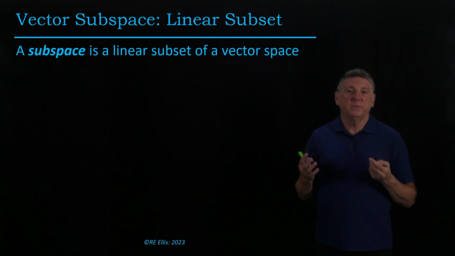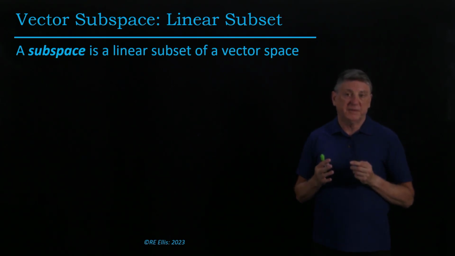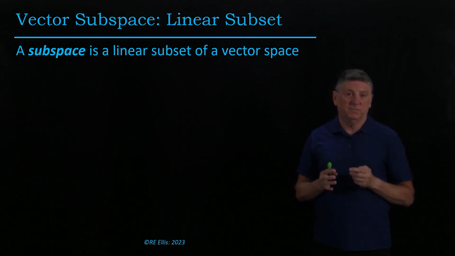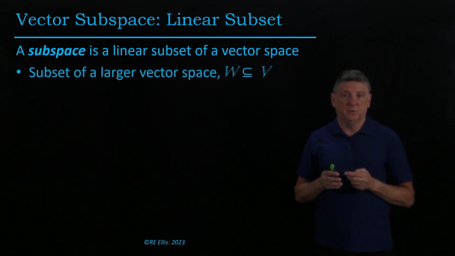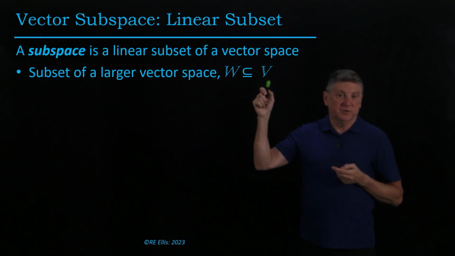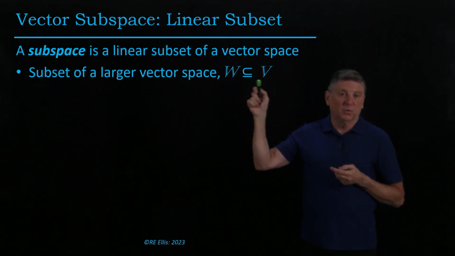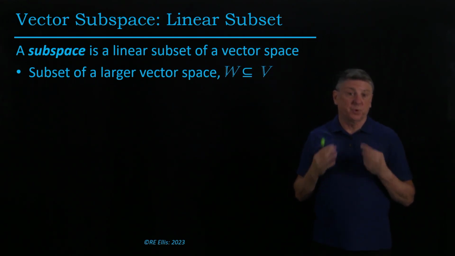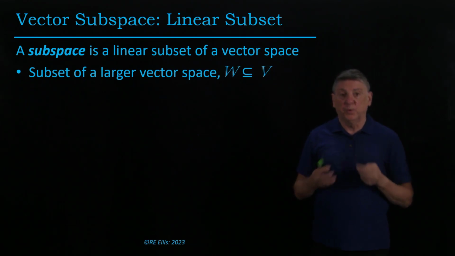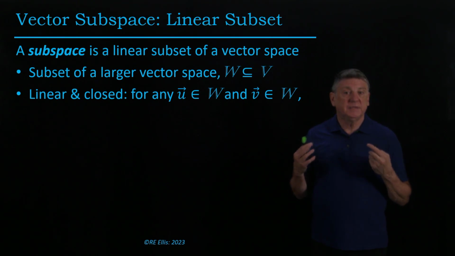So one way that we can think of a vector subspace is it's a linear subset of a vector space. This idea of a subspace is really powerful and something that we'll use often in our course. So what we say is that it's a subset of a larger space. Now this subset or equal means it doesn't have to be a proper subset. That is, it's possible that W equals V, although the ones that we're interested in are where W is a proper subset of V. This has to be linear and closed.